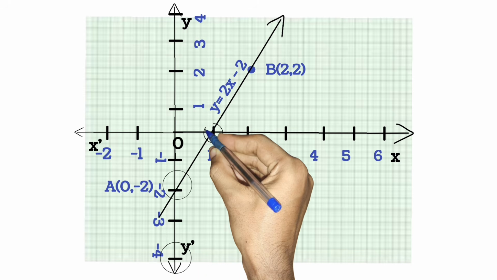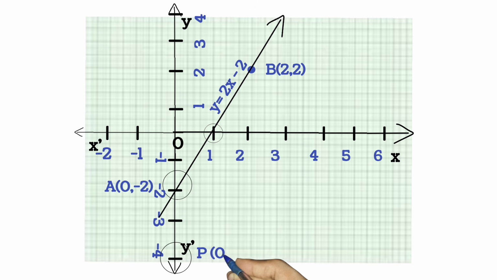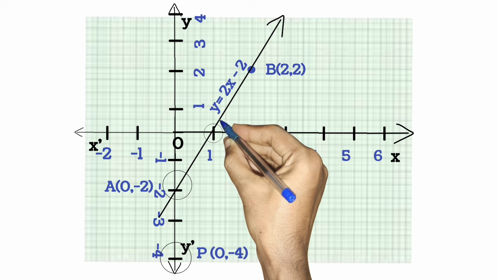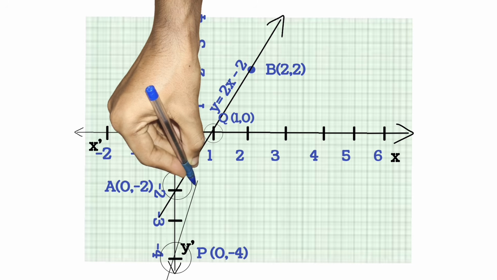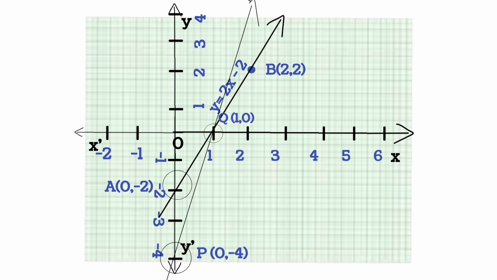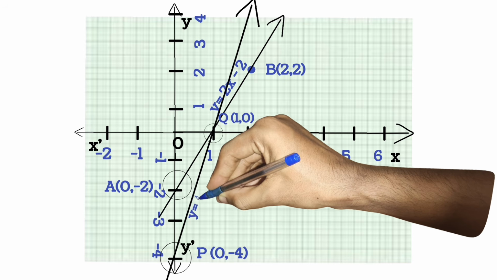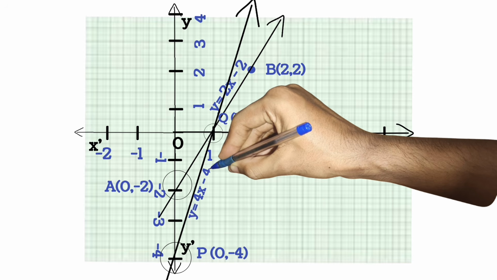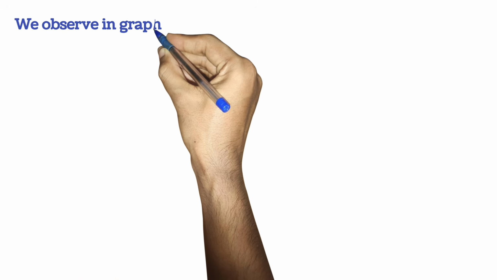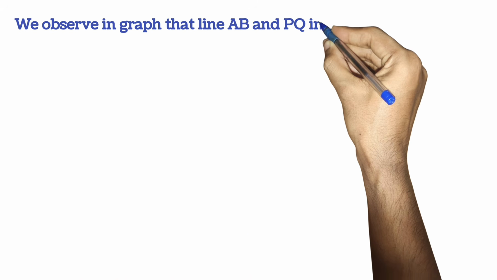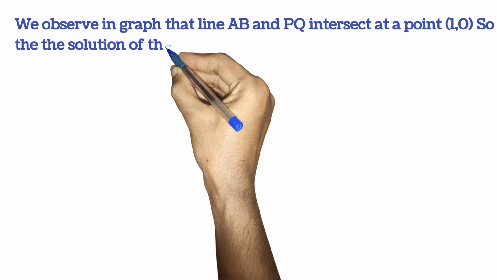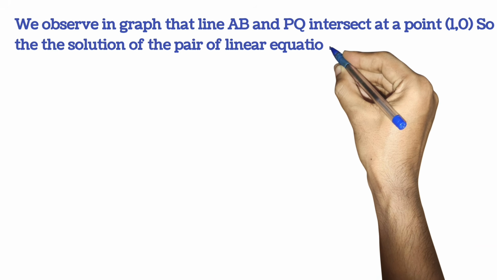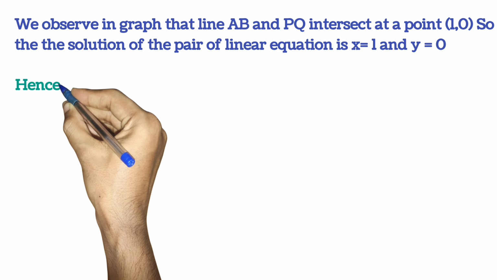Similarly, circle point (0, -4) on the y-axis and (1, 0) on the x-axis. Name them P and Q respectively. Then draw a straight line passing through these points P and Q. We get a straight line which represents the equation y = 4x - 4, with an intersection point (1, 0). We observe in the graph that lines AB and PQ intersect at the point (1, 0). So the solution of the pair of linear equations is x = 1 and y = 0.